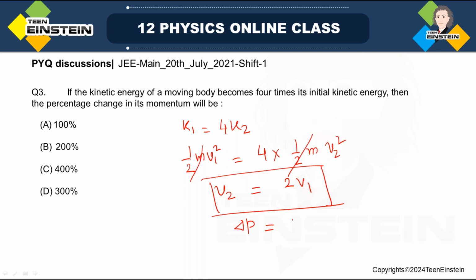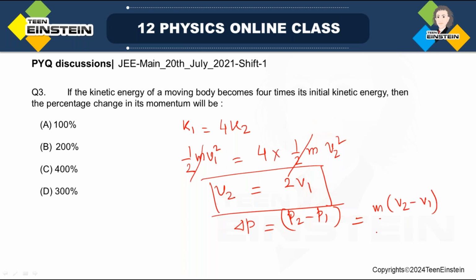Delta P means P2 V2 minus P1 V1. Oh, sorry, M1 M2 M1. Okay, let me write. Delta P means P2 minus P1. That is what I have to write. So M (V2 minus V1).